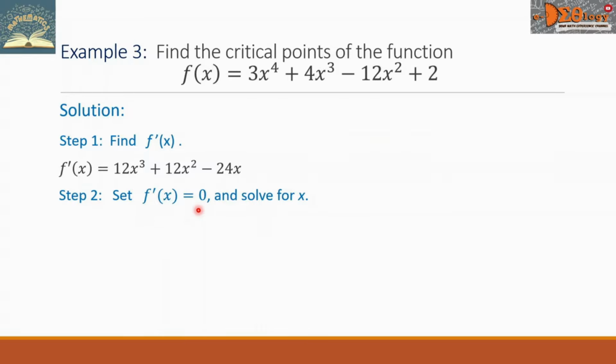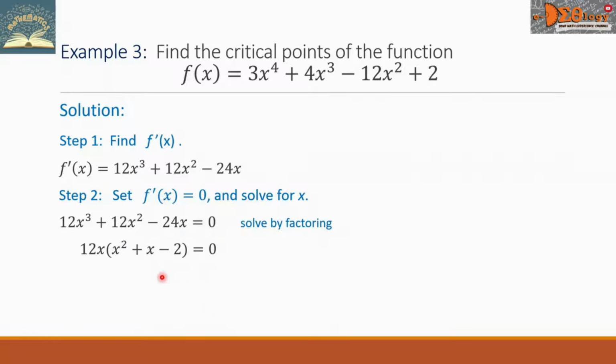Then step 2. We set the derivative equal to 0 and solve for x. So the trinomial equals 0. Then let us solve by factoring. This trinomial has a common factor, and that is 12x, to be multiplied by the trinomial x squared plus x minus 2. Then this trinomial can still be factored. We have x plus 2 times x minus 1, and we simply copy the 12x down here. We have here 3 factors.